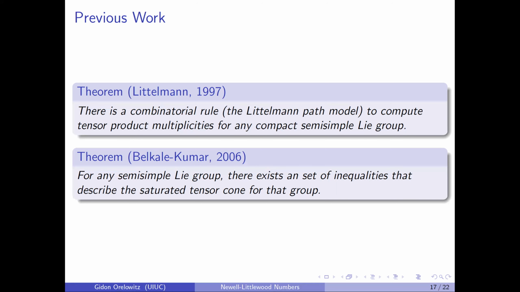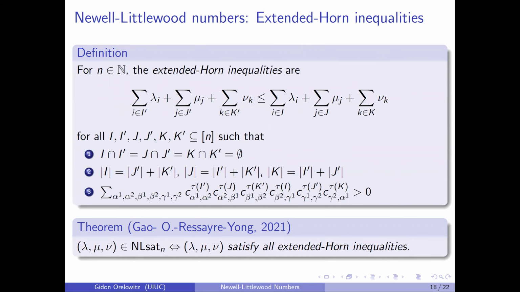So without further ado, these are the extended Horn inequalities. Now, these look much more complicated, but hopefully I'll be able to make sense of them for you. So unlike the usual Horn inequalities, which were just parts of nu is less than or equal to parts of lambda and parts of mu, we know that the Newell-Littlewood numbers are symmetric in all three partitions. So we would expect this formula to work under exchange of the different partitions. So in particular, you would need lambdas, mus, and nus on both sides of the inequality.